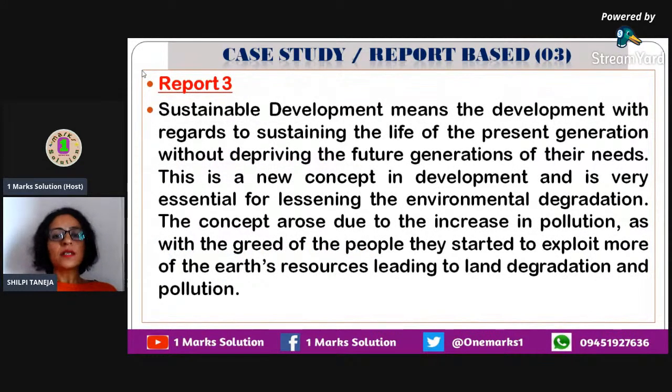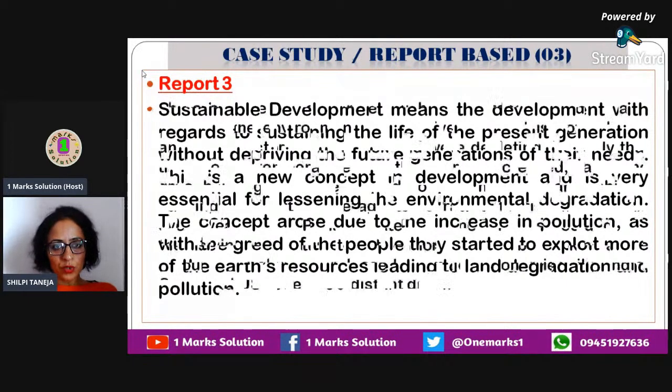Report 3 says sustainable development means the development with regards to sustaining the life of the present generation without depriving the future generations of their needs. This is a new concept in development and is very essential for lessening the environmental degradation. The concept arose due to the increase in pollution. With the greed of the people, they started to exploit more of Earth's resources, leading to land degradation and pollution.